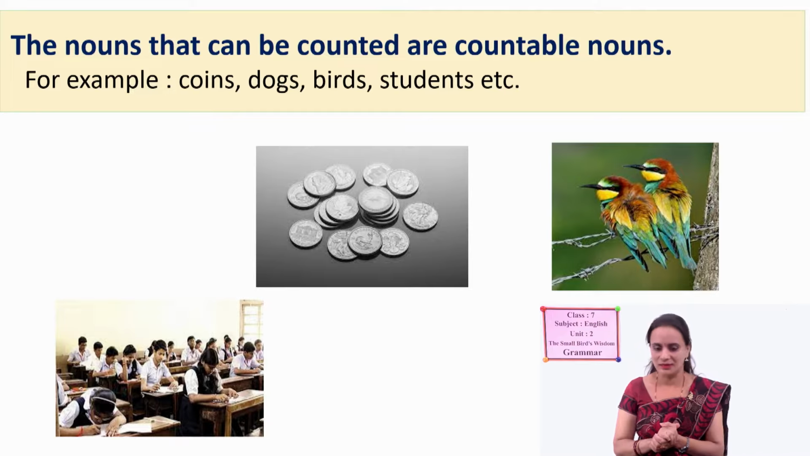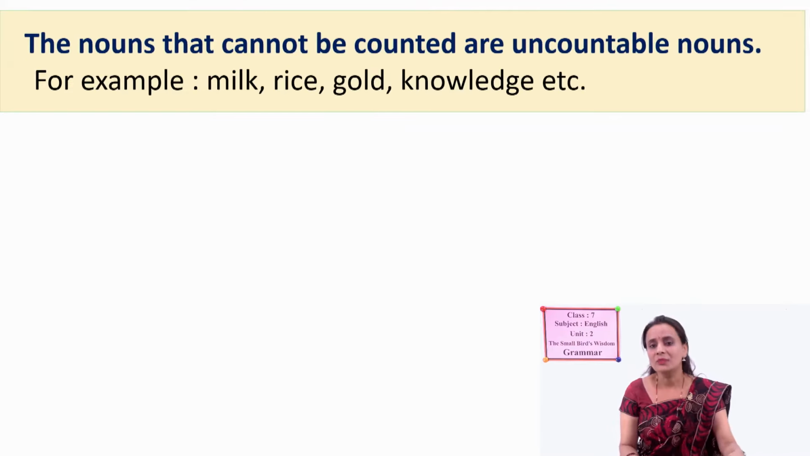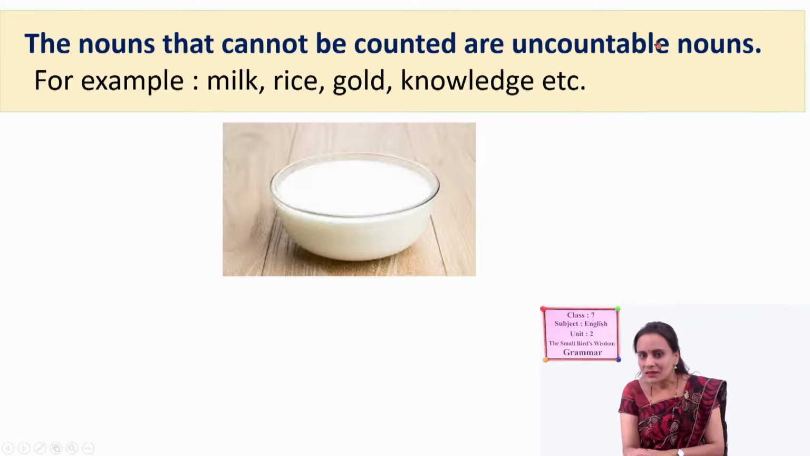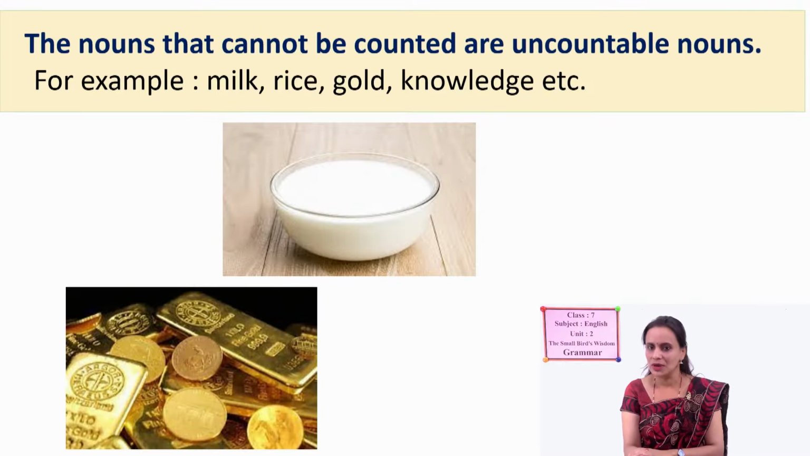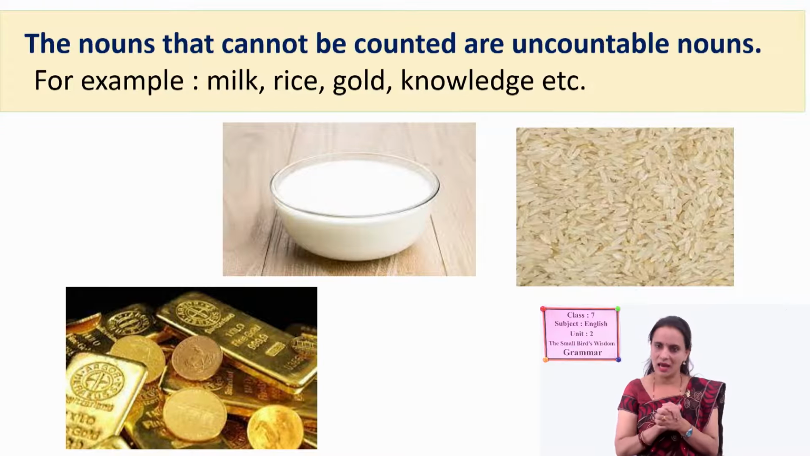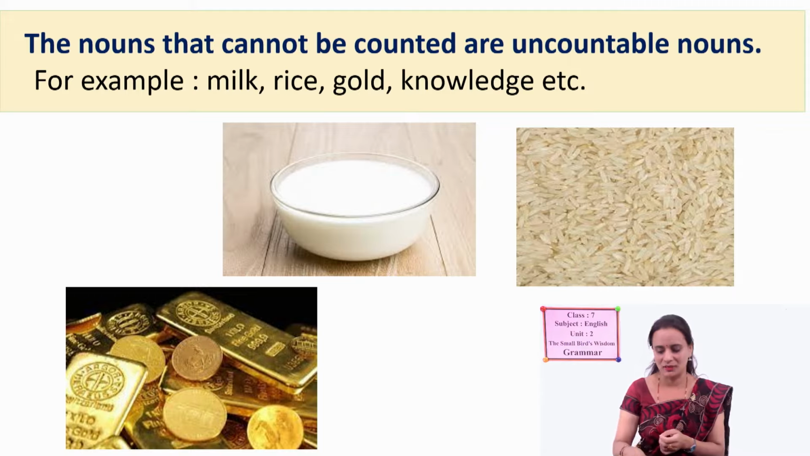Now, let's see another. The nouns that cannot be counted are uncountable nouns. Okay? For example, milk. Can you count milk? No, you cannot tell 1 milk, 2 milk, 3 milk, isn't it? Now see, can you count rice? No. Gold also and knowledge. These all are the examples of uncountable nouns. And let's do more examples.